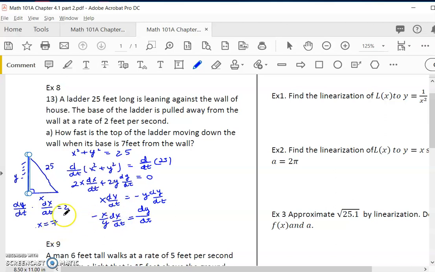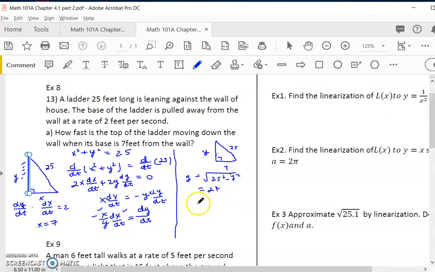So do we have everything? We have dx/dt, we have x, but we don't have y, so we have to calculate y first. When we know x is equal to 7, can we calculate y? This is the case when we can plug in x equals 7 now. And what is y? By the Pythagorean theorem, because it's the wall vertically, y is equal to the square root of 25 squared minus 7 squared. If you put it in the calculator, it's actually 24.